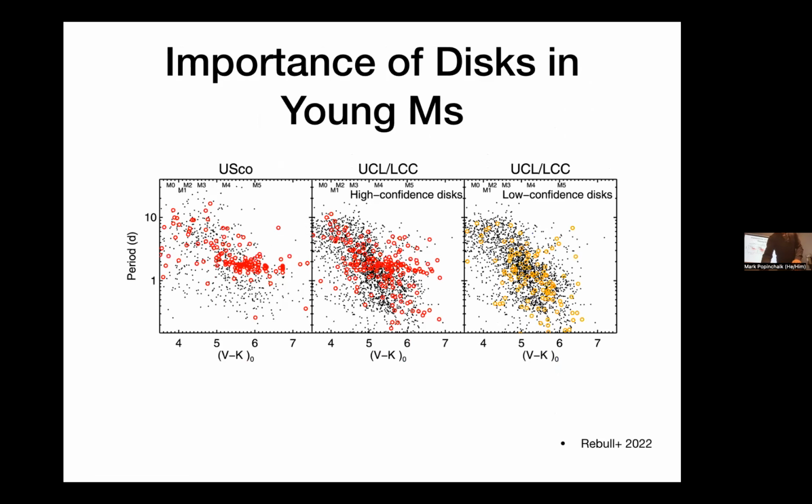And Luisa Riebel's work as well, looking at the younger M's and at how disks are affecting the early distributions of these M-dwarfs, because it looks like disks can pile up some rotation periods at early ages, and then that pile seems to go away. And so looking at these distributions at younger ages is really exciting.